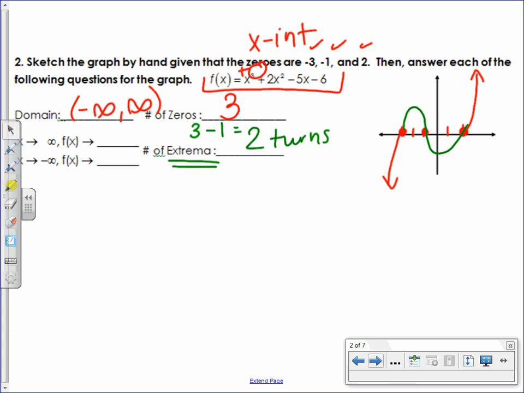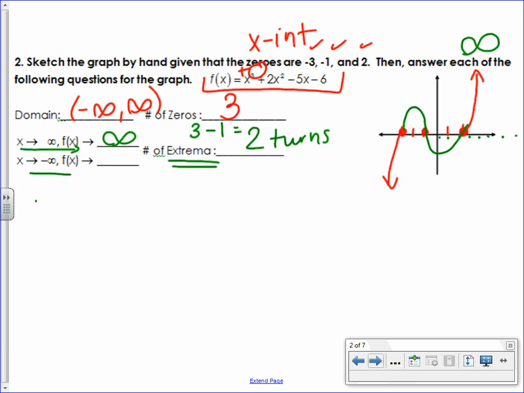Now let's answer our end behavior questions over here. My end behavior, as my x is going towards infinity, as my x is moving to the right, what's my graph approaching? So as my x values are going out to the right, my y values are approaching positive infinity because it's going up in the air. As my x values are going out to the left, as they're going to negative infinity, my y values are falling down. They're going down, so it's approaching negative infinity.